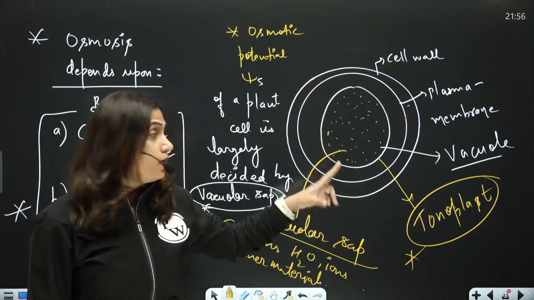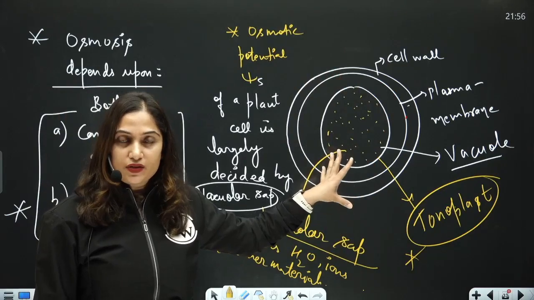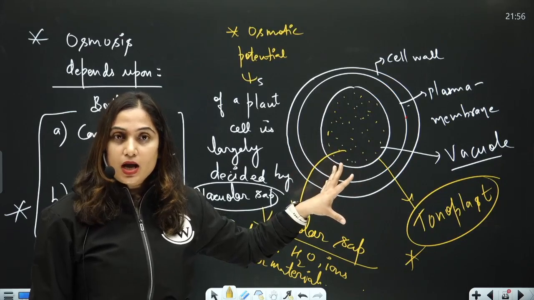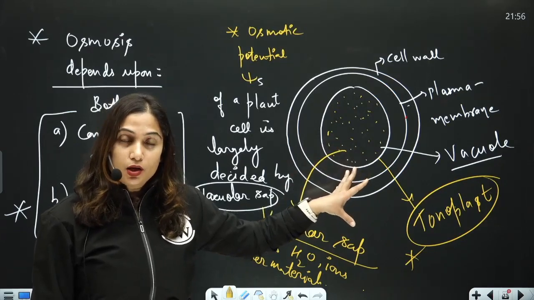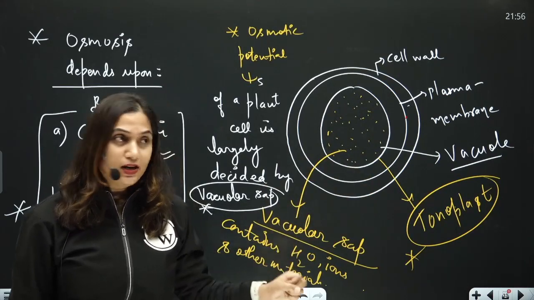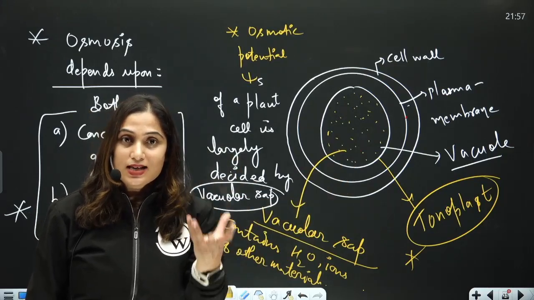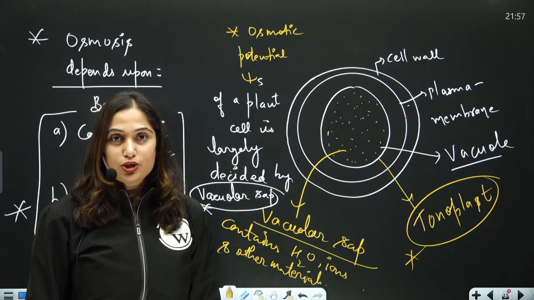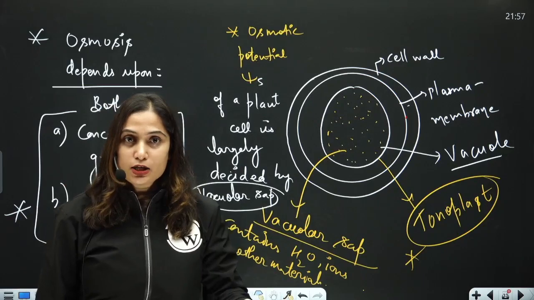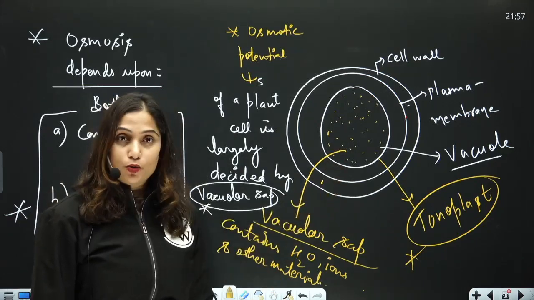Inside a plant cell, there is a vacuole which covers 90% of the space of the plant cell. Most of the materials of the plant cell are stored inside the vacuole. So, most of the osmotic potential of a plant cell is decided by the vacuolar sap. The sap present inside the vacuole decides most of the osmotic potential of the cell. And when anything has to go into the plant cell, it has to cross two membranes. First, the plasma membrane, and second, the tonoplast.